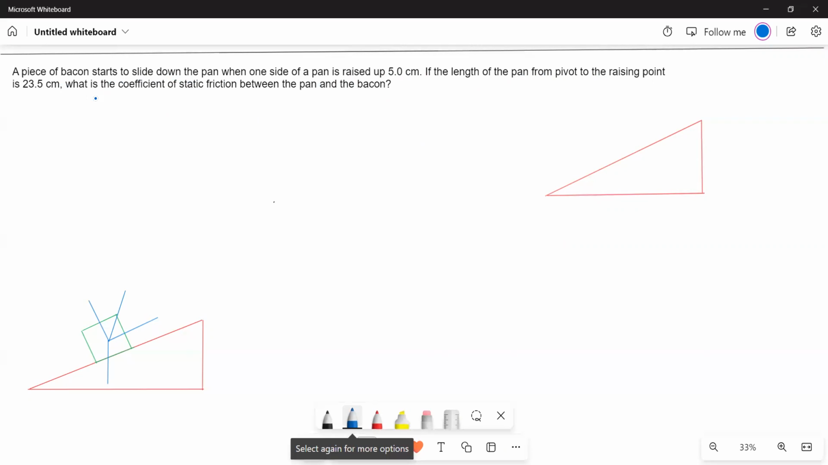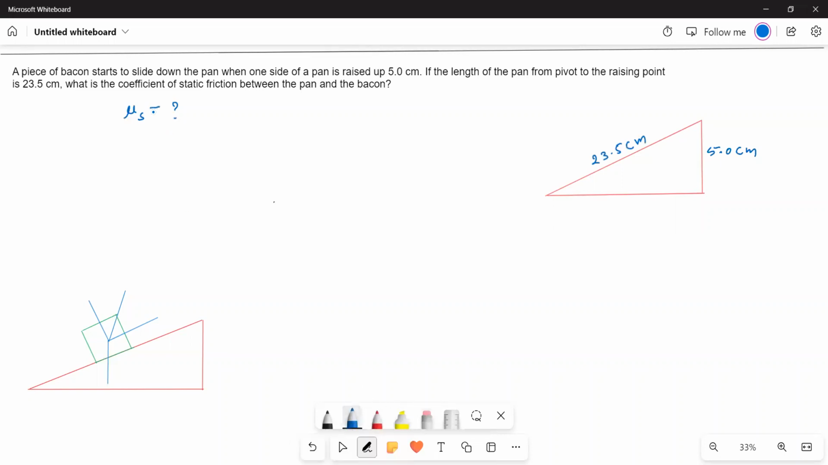Okay, now let us try to draw the diagram. Here he is saying that one side of the pan is raised up 5 centimeters. So this is 5 centimeters. And then the length of the pan from the pivot to the rising point is 23.5 centimeters. This is given as 23.5 centimeters. Now you have to find the coefficient of static friction, mu s.